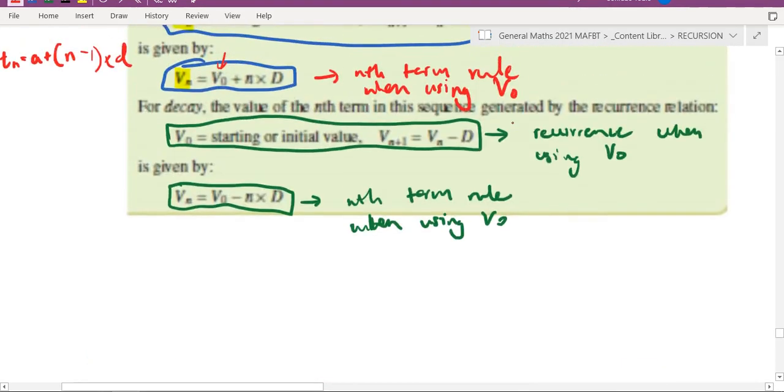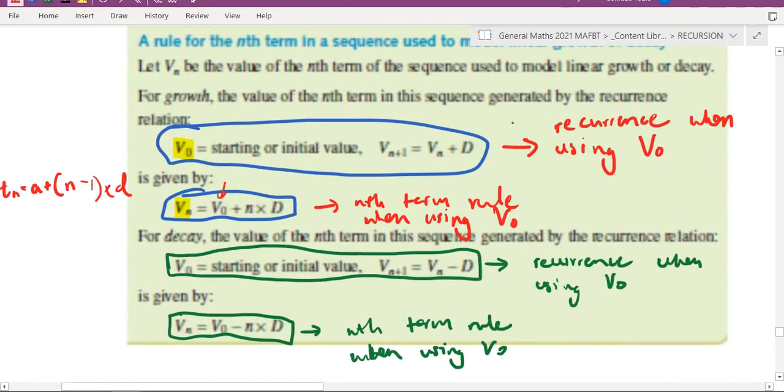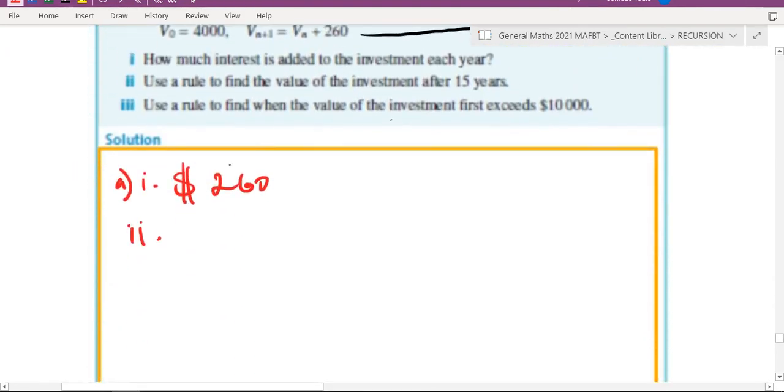So we have the new nth term rules here when using V0. I'll write it down here again. The rule for the nth term is Vn equals V0 plus n times d, or I'll use the big D. This is the nth term rule where you use V0.